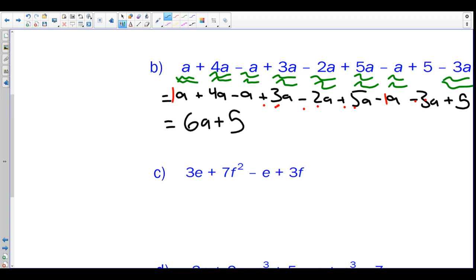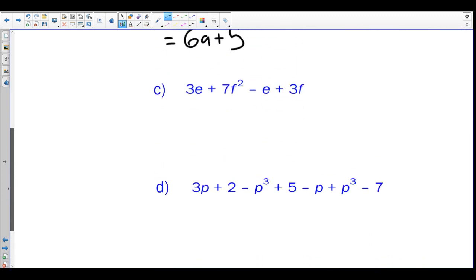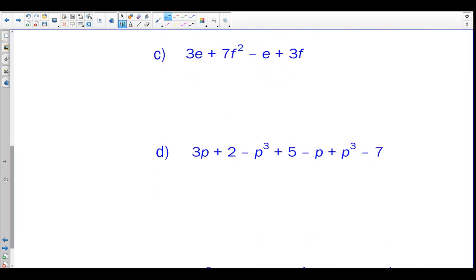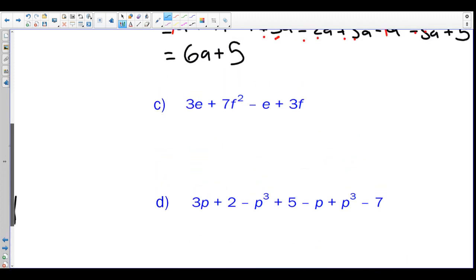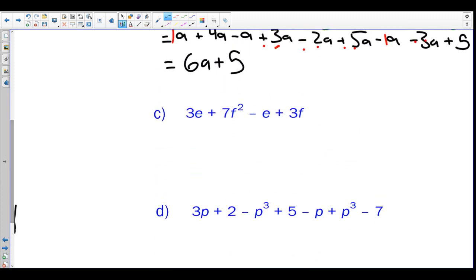Again, all we're doing is rearranging our polynomial so that all the like terms are together, and then we're simplifying. And we're off to the next question. We got 3 to go here. We've got 3e plus 7f squared minus e plus 3f.